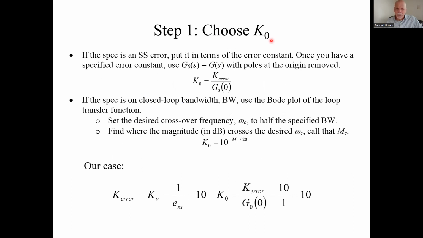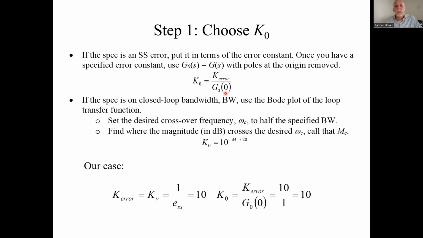Step 1 is to choose that K sub naught. And this formula is derived in my notes on my website. The URL for the website is in the description of this video. I get this K sub error by the steady state error spec. Since it's a type 1, this K sub error will be K sub V, and it is just 1 over what the error spec is. So error spec is 0.1, so K sub V is 10.